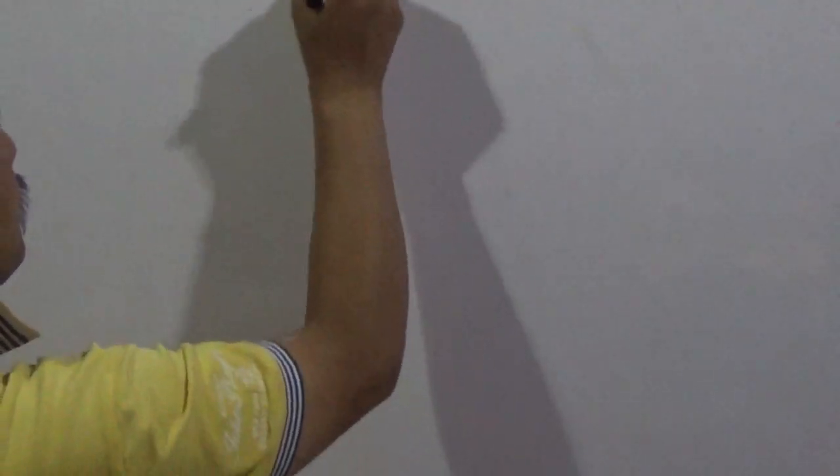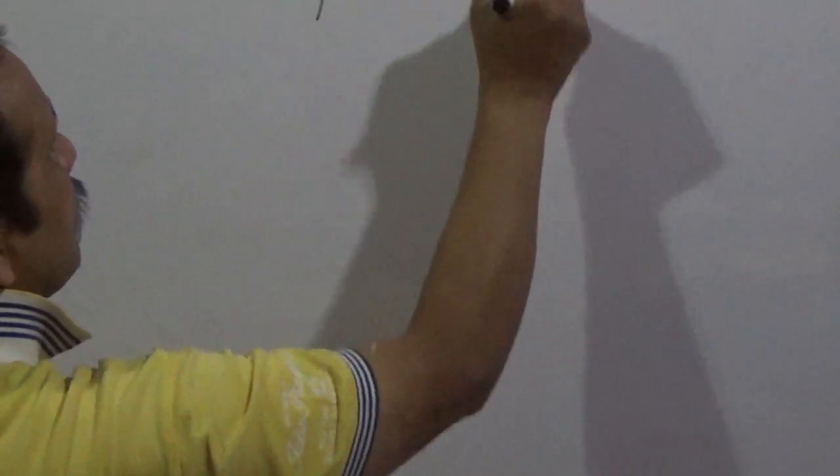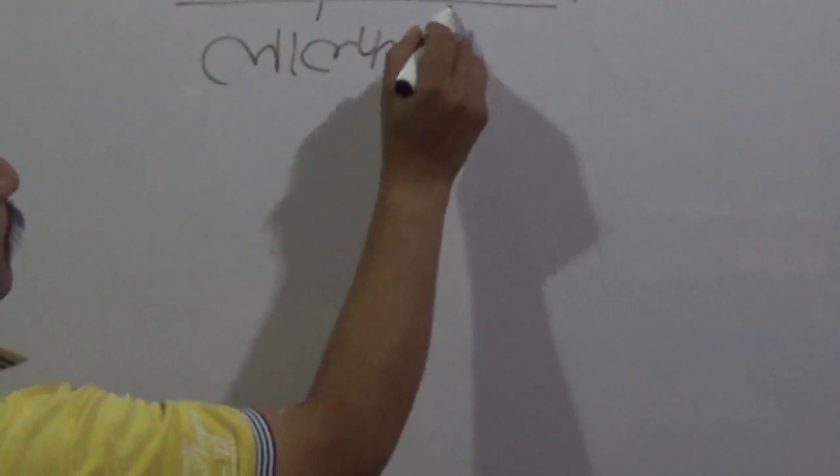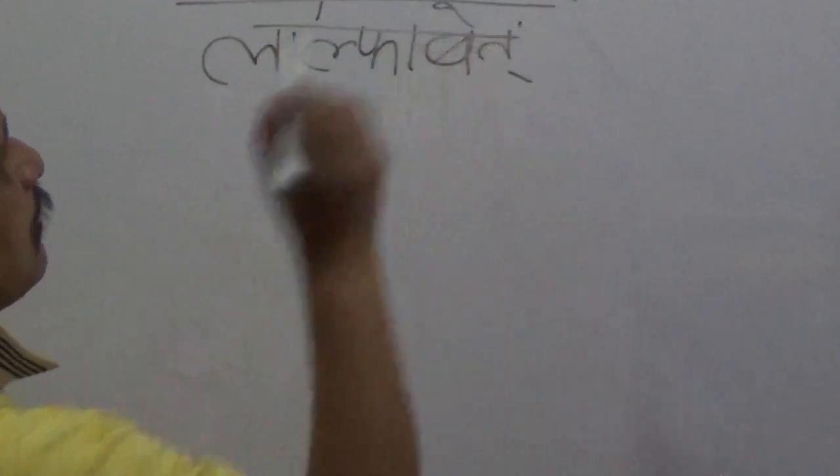So let us go ahead with the French alphabets. By now you have come to know the alphabets are the same, A, B, C, D, E, F, G, H, but the pronunciation style will be French. What is that? Let us go ahead. This is called l'alphabet.